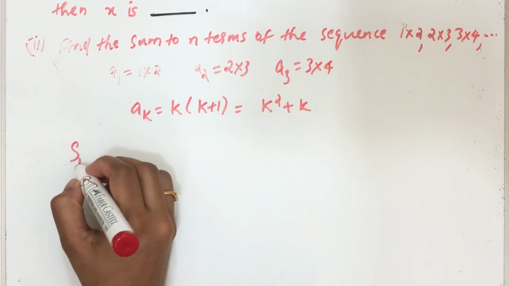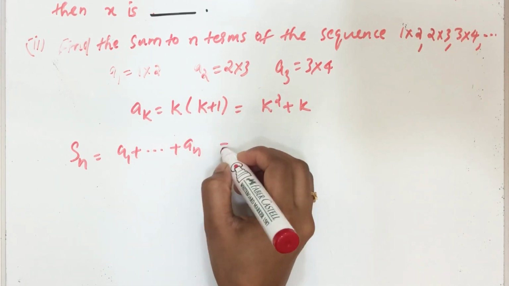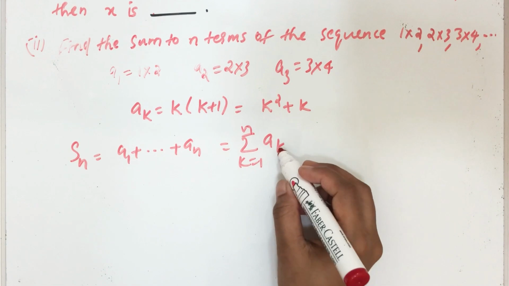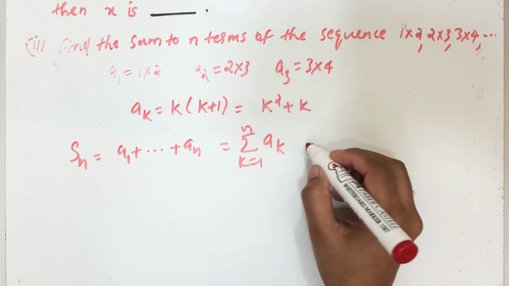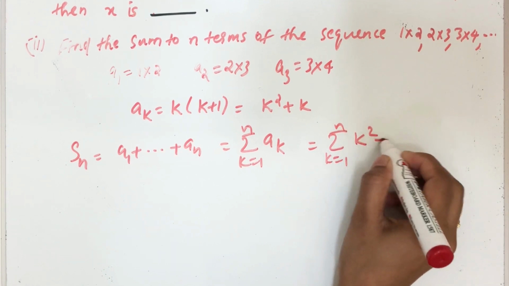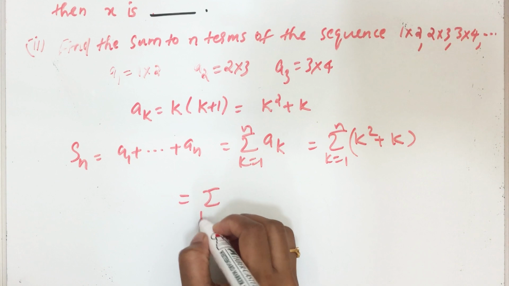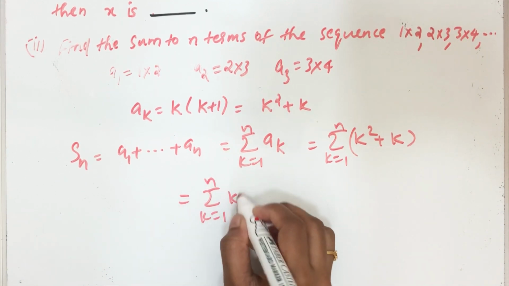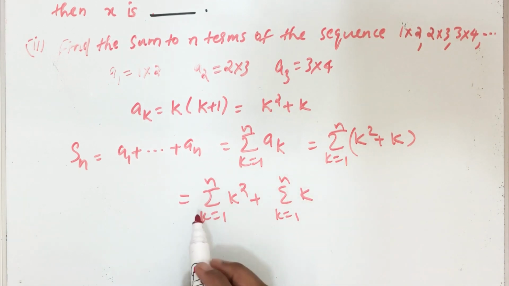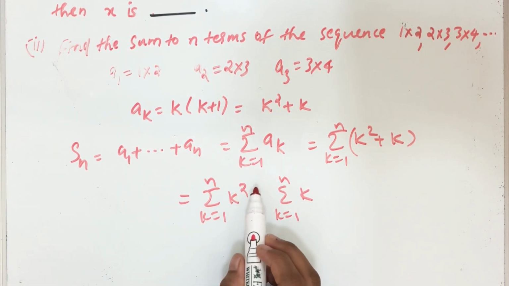So the sum to n terms Sn is equal to a1 plus etc plus an, which is equal to series ak, k from 1 to n. Instead of ak, substitute k square plus k. This is equal to series k from 1 to n, k square plus k. We can separate this: series k from 1 to n, k square, plus series k from 1 to n, k. Series k from 1 to n, k square is 1 square plus 2 square plus etc plus n square.